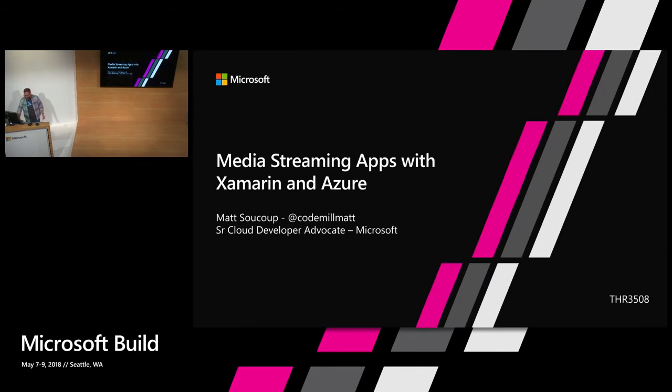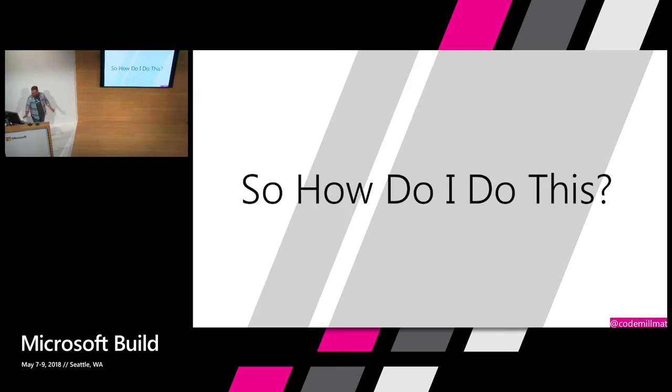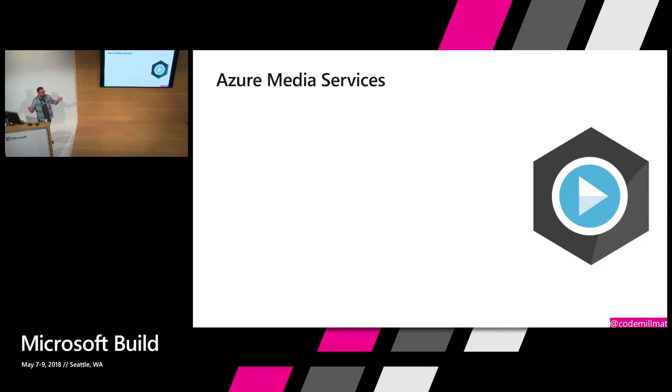And we're back. So media streaming apps. How do we do it? The keystone of everything here is Azure Media Services. One thing that Azure Media Services gives us is on-demand and live video streaming. The difference between the two is live media streaming, you can think of something like Twitch, where you're going live and people are able to watch you right away.